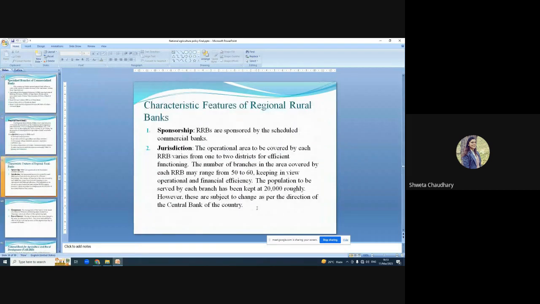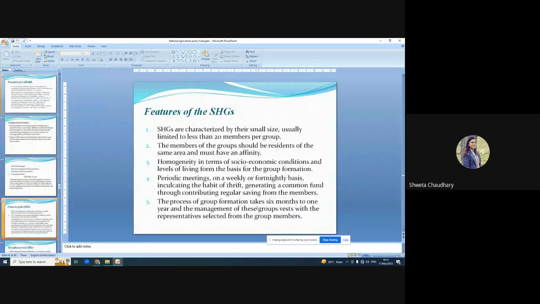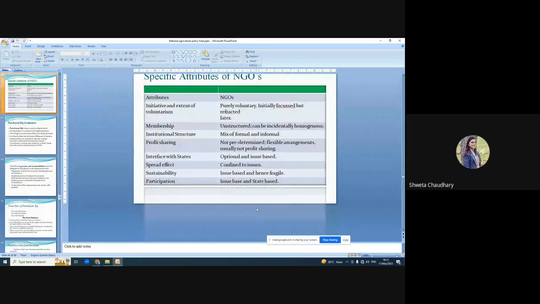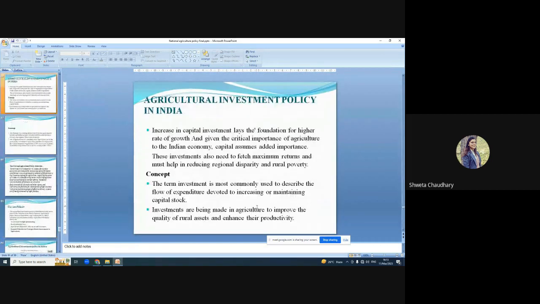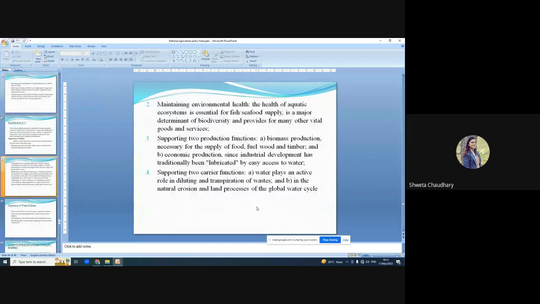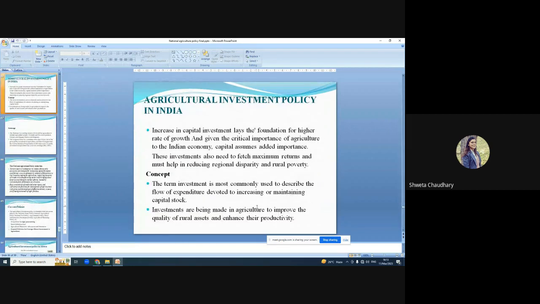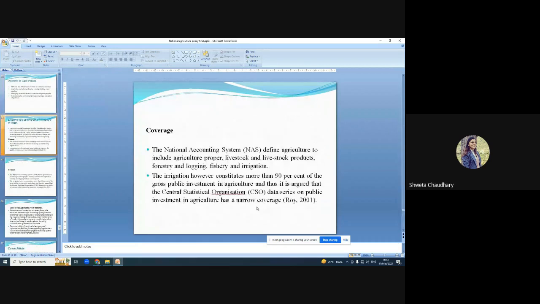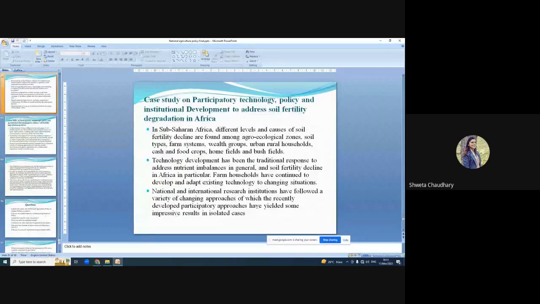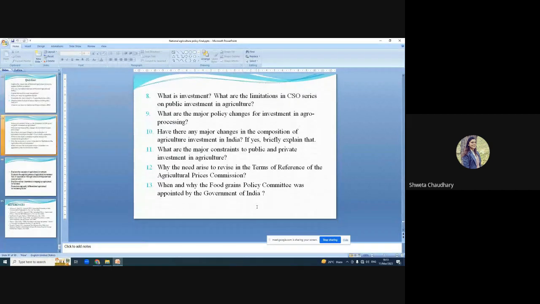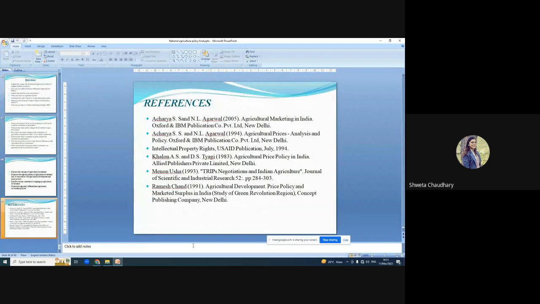Then we have studied these NGOs and self-help groups. Then we have studied Gram Panchayat. Then we have studied water policy, then land policy, then investment policies. And then we have the case studies. And this is all with references. So this is all for today.